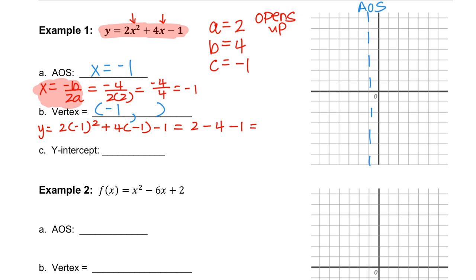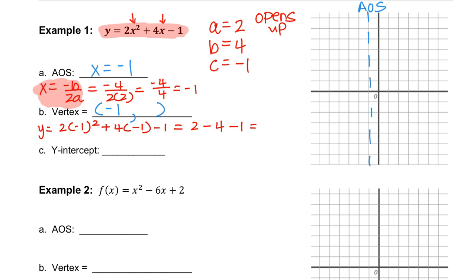So negative 1 squared is positive 1, right? Positive 1 times 2 is 2. And then positive 4 times negative 1 is negative 4. And then I have that negative 1.